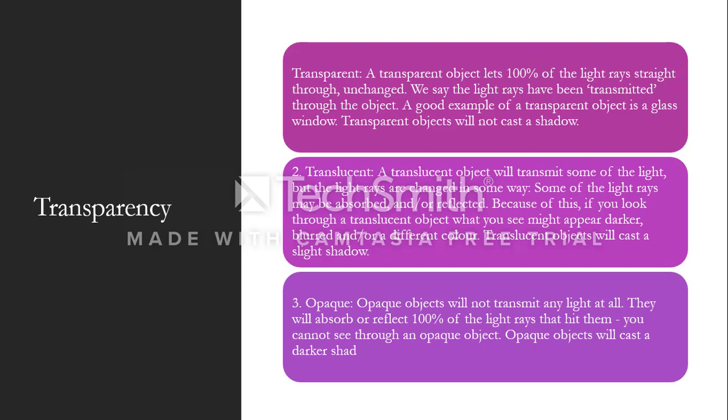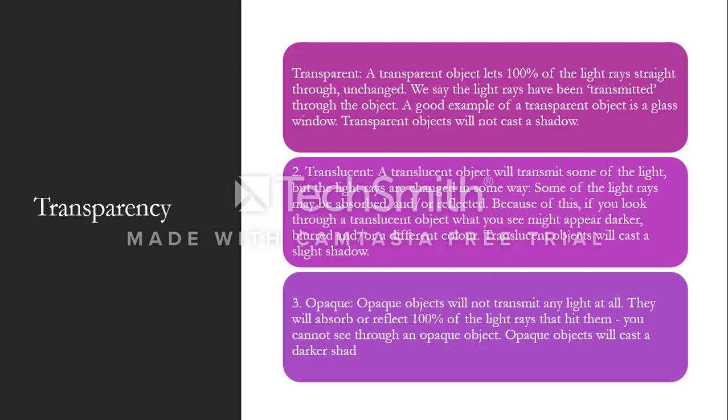Translucent. A translucent object will transmit some of the light, but the light rays are changed in some way. Some of the light rays may be absorbed and or reflected. Because of this, it appears a bit different to a transparent object. A translucent object is like halfway between a transparent and an opaque object.